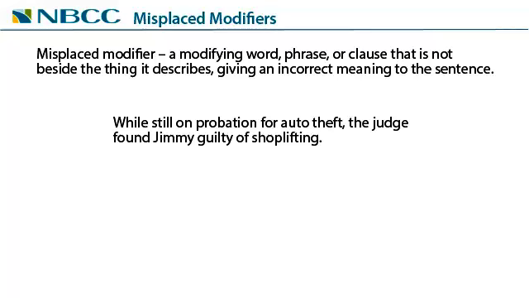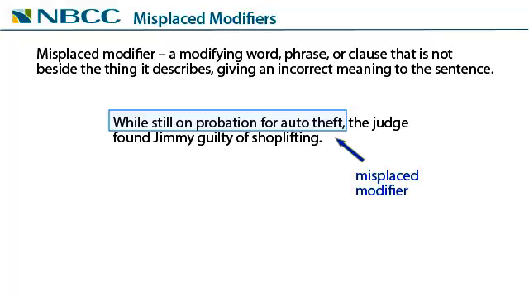Do you see what's wrong with this sentence? It says that the judge was on probation for auto theft. That's probably not what the writer meant. It's a misplaced modifier.